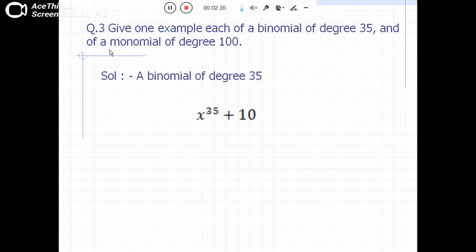Second question is a monomial of degree 100. A monomial means it should have one term and its degree is 100. So its answer is 2y raised to 100. The power of the variable y is 100. So it is a monomial because it is one term and its degree is 100.